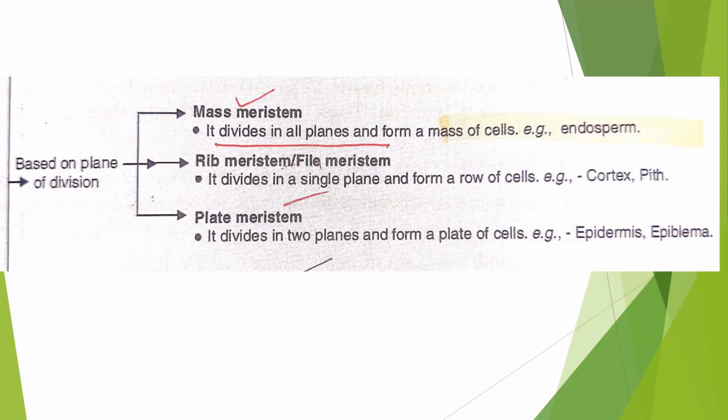Next, based on the plane of division, how it divides, the meristem is divided into three categories. One is mass meristem. It divides in all planes and forms a mass of cells, as for example in endosperm. Then rib meristem or file meristem, it divides in a single plane and forms a row of cells, for example, cortex and pith. Plate meristem, it divides in two planes and forms a plate of cells, as in epidermis and epiblemma. Epidermis is the outer layer of the stem, and what is epiblemma? It is the outer layer of the root.